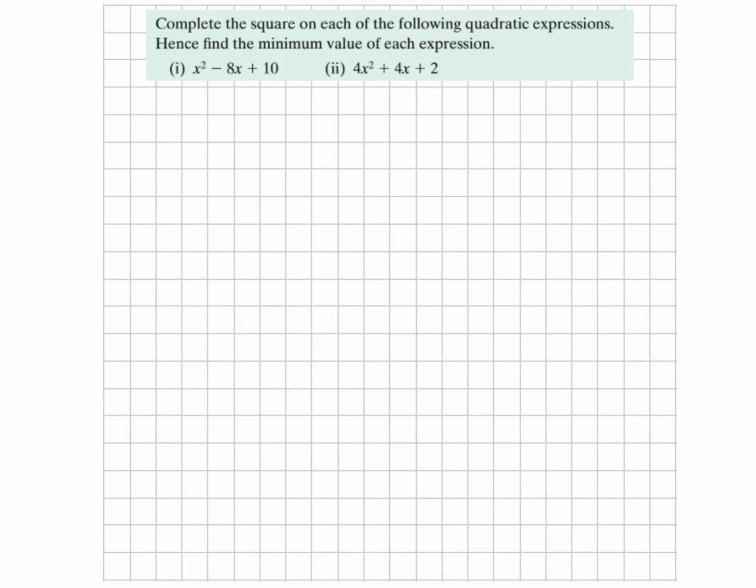Okay, so it says complete the square on each of the following quadratic expressions, hence find the minimum value of each expression. So the word hence means that we have to do the first part of this question in order to be able to do the second bit, because we're going to use our answer.